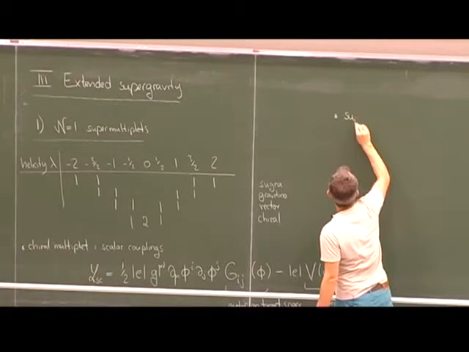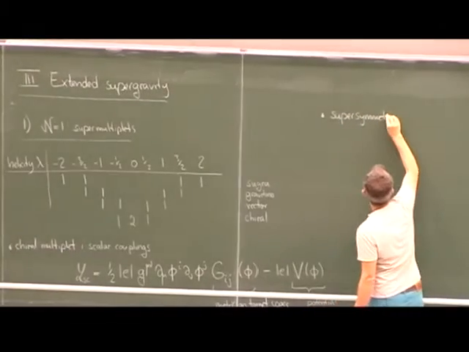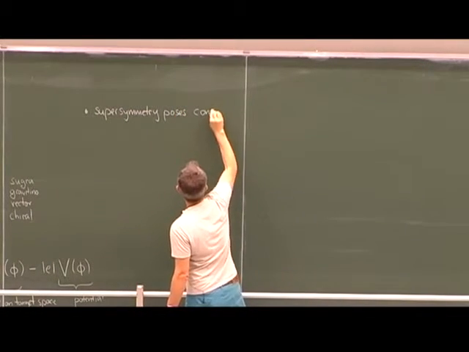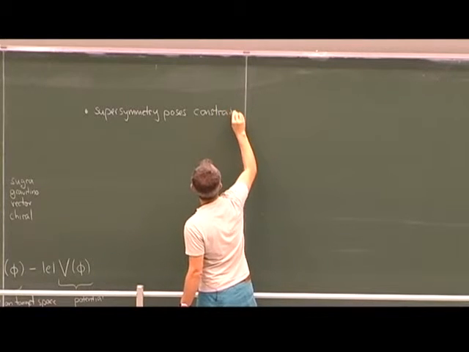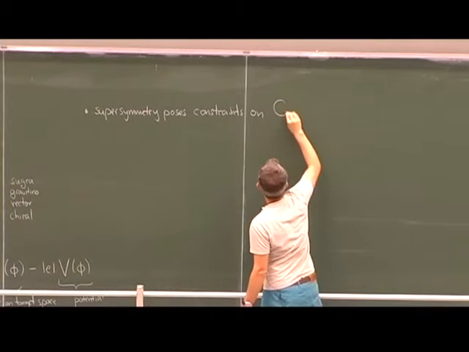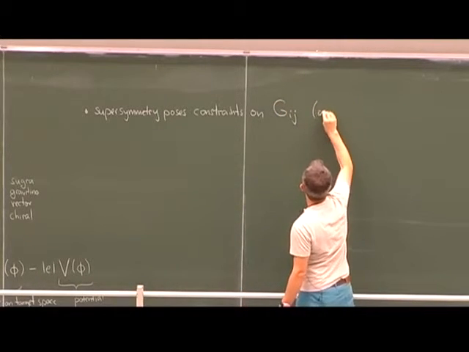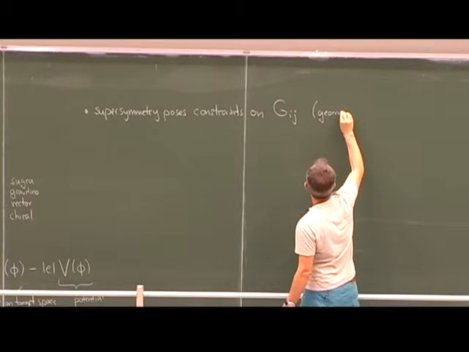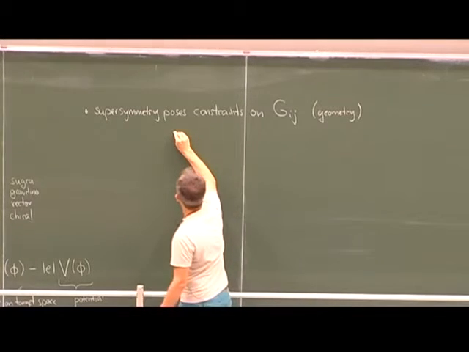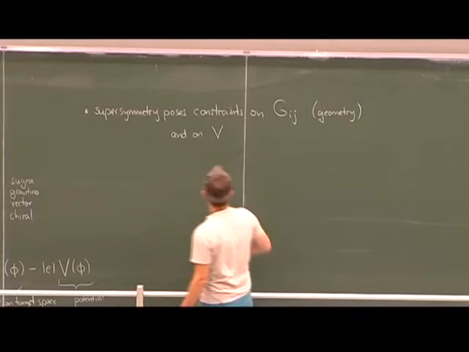So supersymmetry poses constraints on Gij, that is to say, on the geometry of the target space, and on the choice of that function, which is the scalar potential.